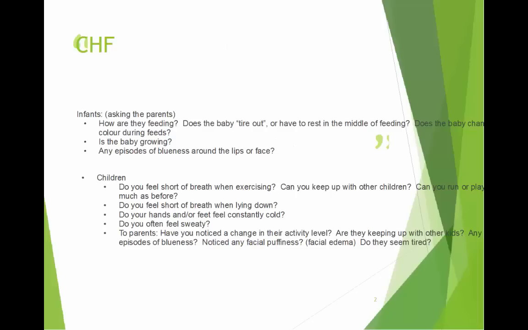So what you should ask to get an idea of the patient's symptoms: How is the feeding? Does the baby tire out when feeding? Does the baby change color during feeding? That tells you that the patient is short of breath. Is the baby growing? Poor growth and development is a sign of ischemia, and blueness like cyanosis. Children, do you feel short of breath when exercising? Those are exactly the same questions that you ask the adult.